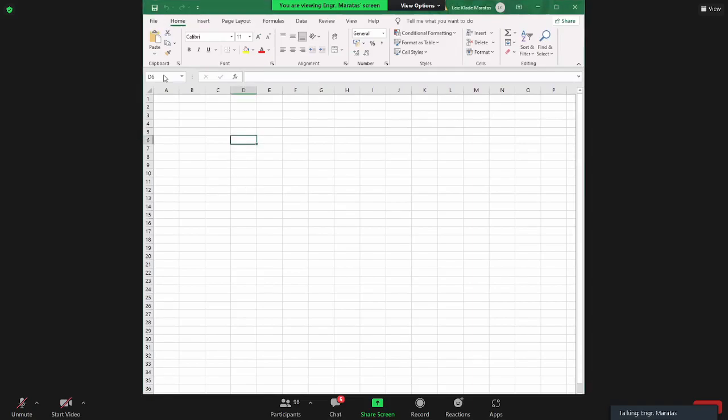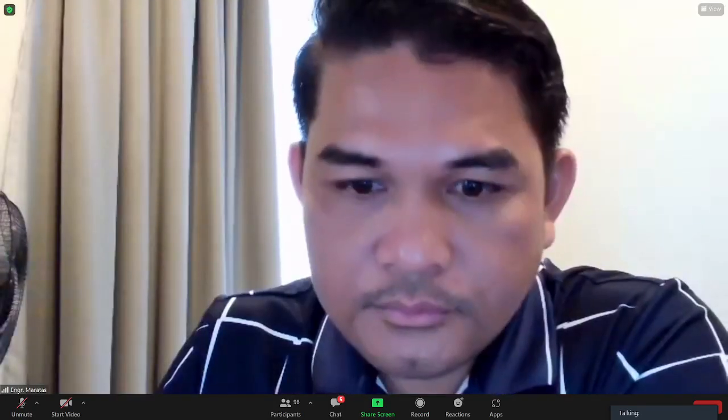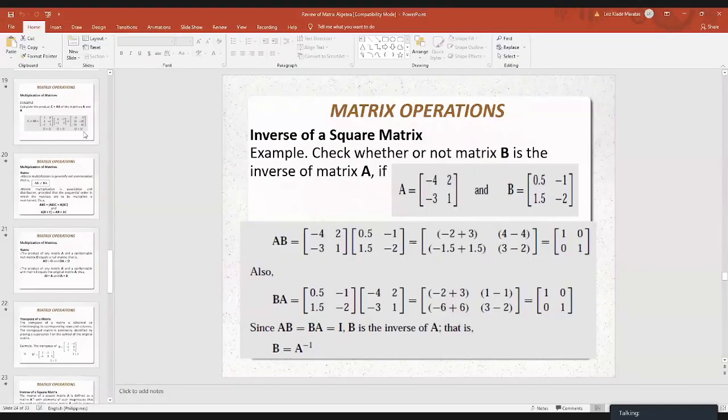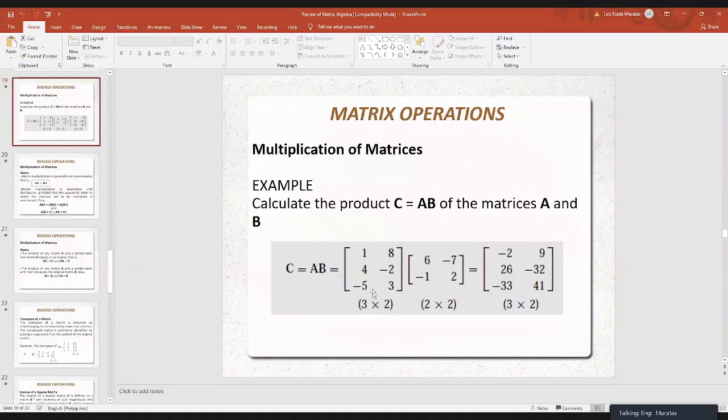Okay, so this time I'm going to teach you using your Excel how to perform this matrix multiplication. Let's start with the matrix multiplication. So, based on our example, a 3 by 2 matrix, you multiply it by a 2 by 2 matrix. So for example, let us multiply that using Excel.